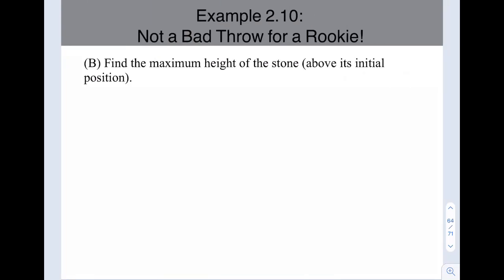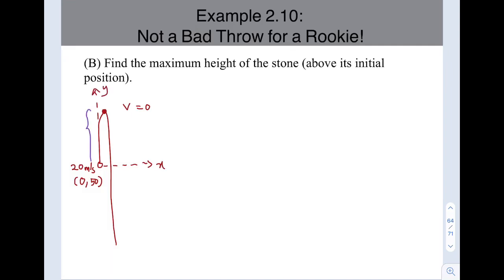Find the maximum height of the stone above its launch position. At this maximum height, V initial here is 20 meters per second, and then V here is 0. Here is the x-axis, here is y. The stone takes time T to move from point A to point B. Here is point A, here is point B. It takes 2.04 seconds.